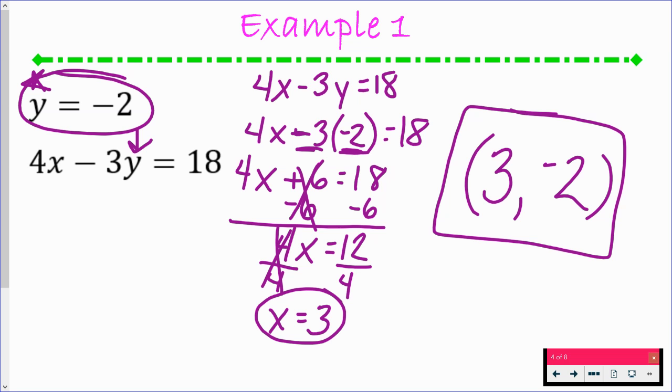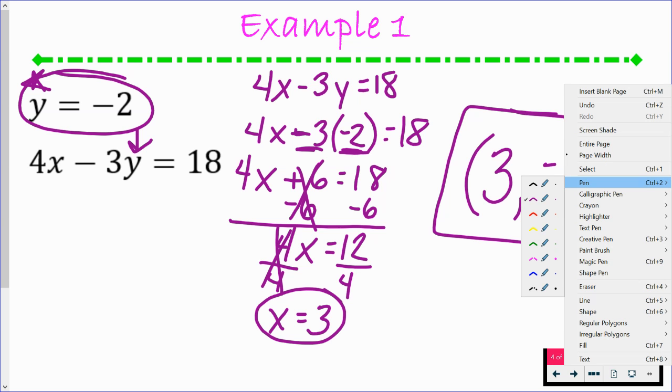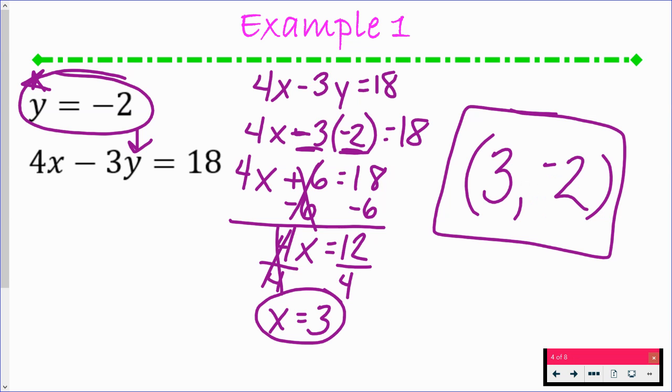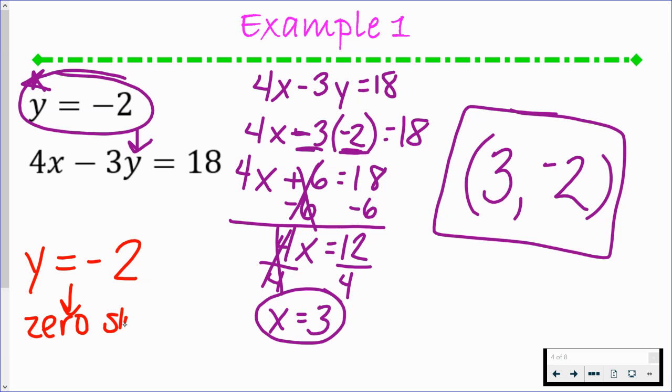Okay, and just a little recap from last week when we were working with, let's say, y equals -2. If you recall, we talked last week, that's an equation with a 0 slope, and it makes a horizontal line.